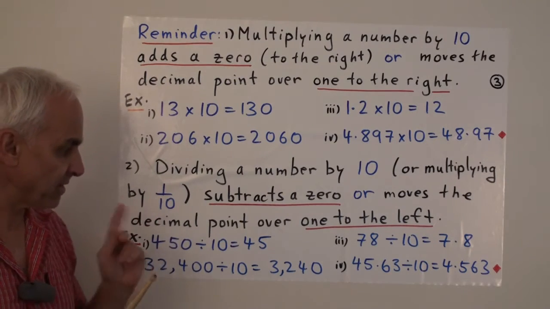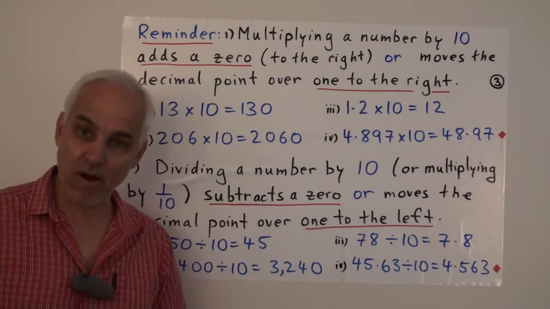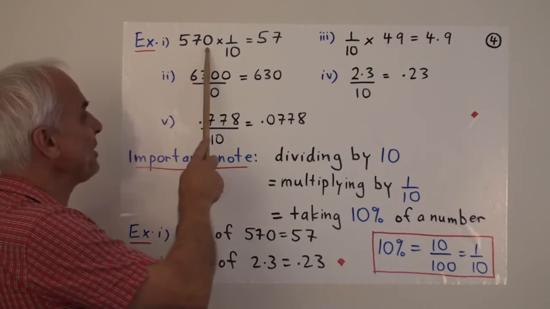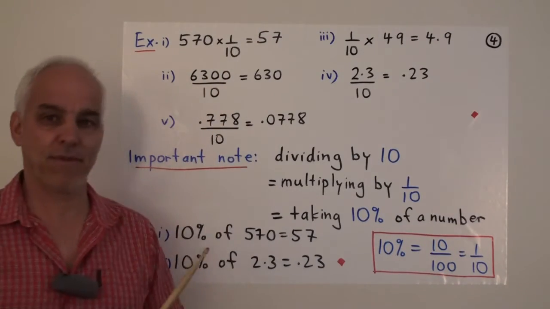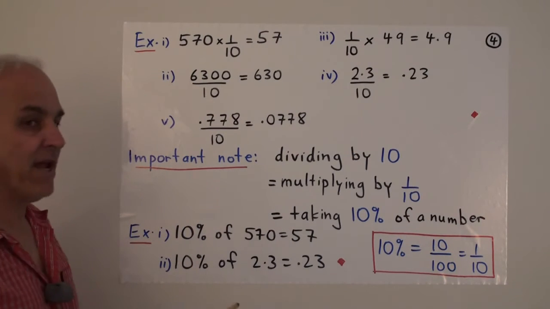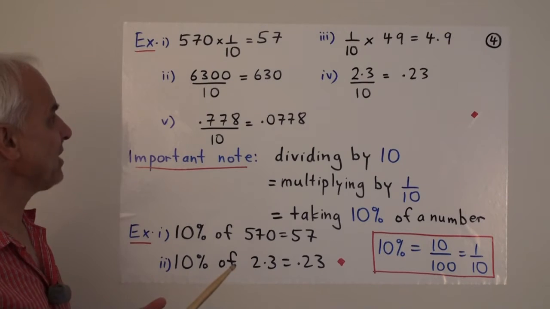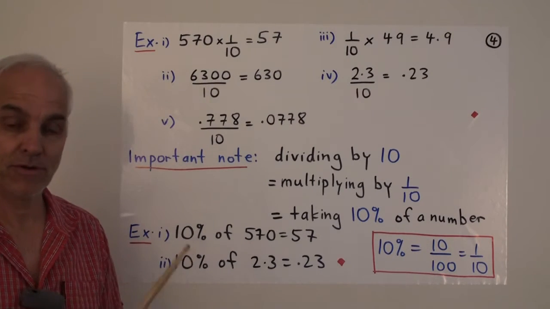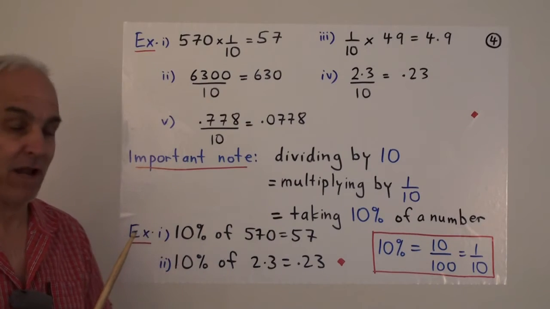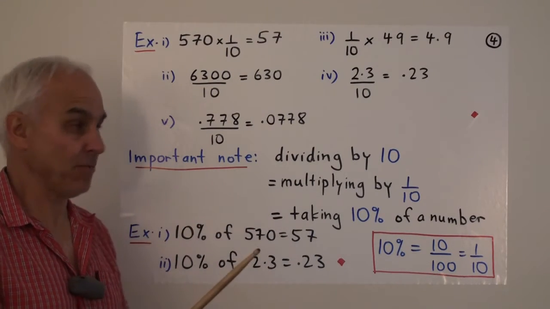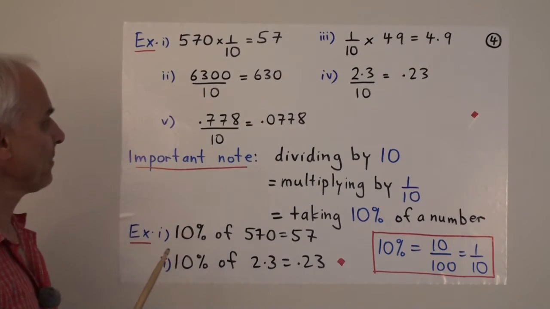Let's have a look at some examples of thinking about it that way. All right, so here's some examples. 570 times 1/10. Multiplying by 1/10 is the same as dividing by 10. In this case, there's a 0 to the right of our number, and so dividing by 10 is very simple. We just remove that 0 and get 57.